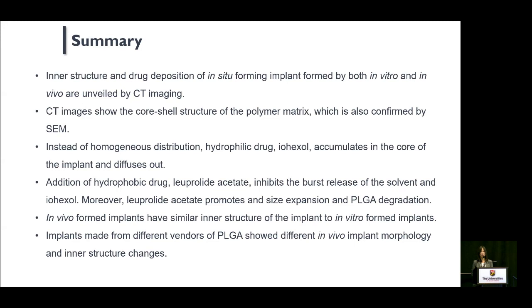The last point was that implants made from different vendors of PLGA do show differences. So that's what we observed.